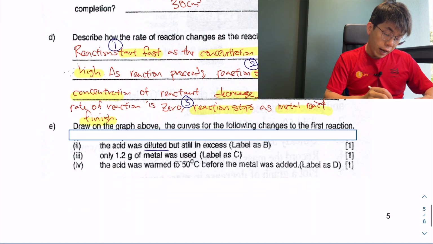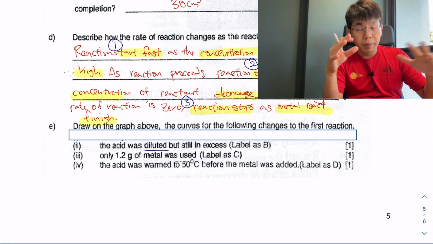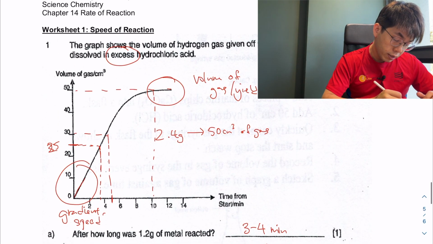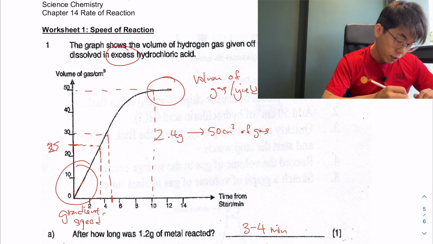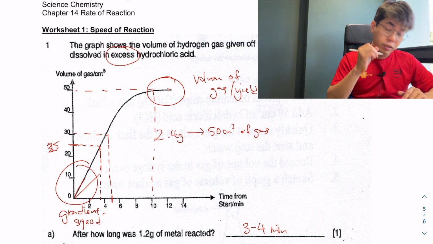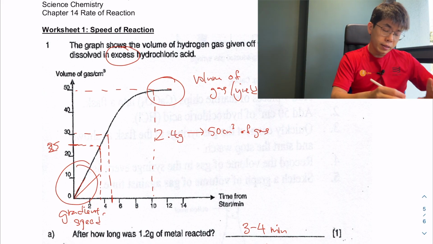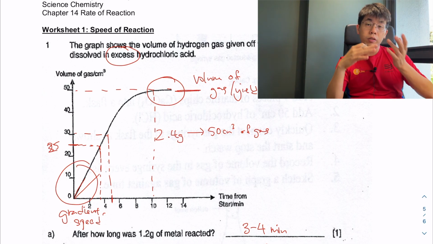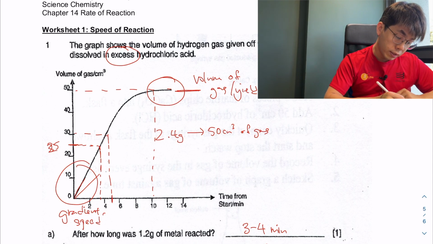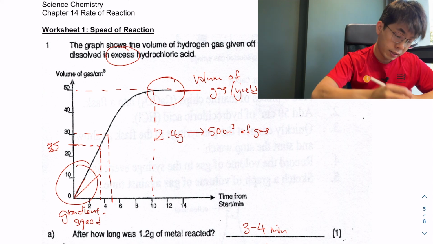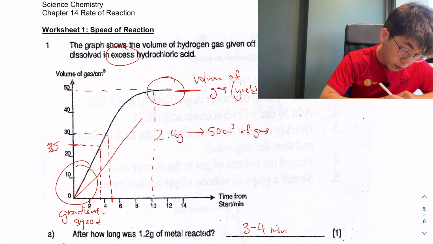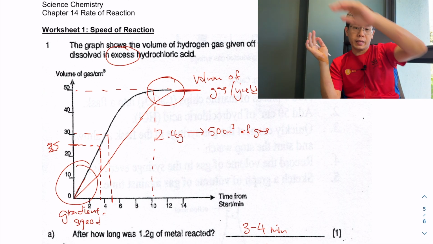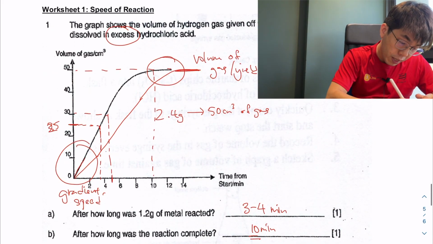Over here, I've used acid that is diluted, but it's still in excess. Diluted means that the rate of reaction will decrease, so the starting gradient has to be slower. The one in red is slower. But the ending point would still be the same, because the acid is in excess, so the volume of gas produced is still the same. So the start is gentler, the ending is the same. Then we join the 2 lines together, and we have a graph that looks like this, gentler at the start but ending at the same point. We label this as B.